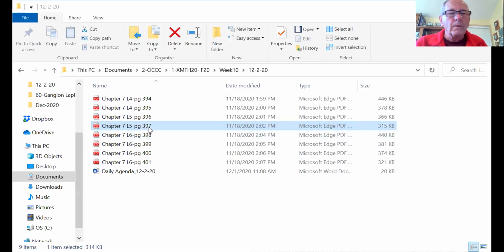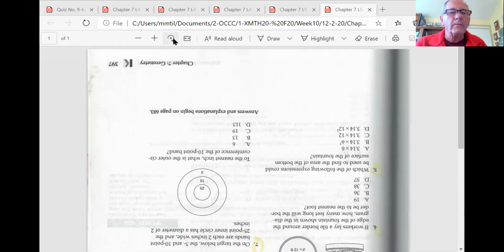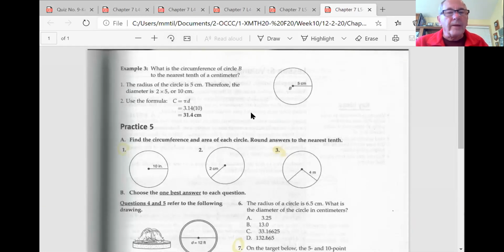Just a sec here. Okay, stop sharing. Sharing. Okay, here's the next page. Example 3.